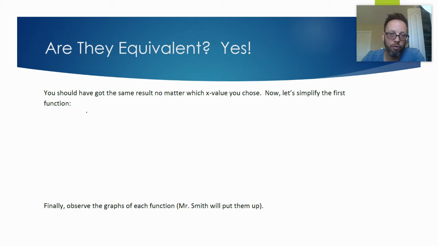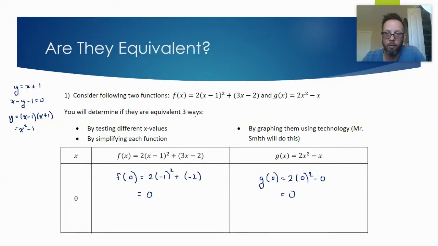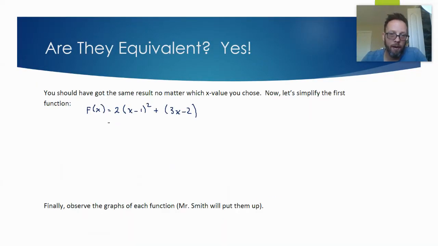So that first function, the more complex looking one, f of x, was 2 times (x minus 1) squared plus 3x minus 2. At least I think that was it from memory. Yeah. So let's simplify this. (x minus 1) squared is x squared minus 2x plus 1. I don't really need those brackets. Plus 3x minus 2.